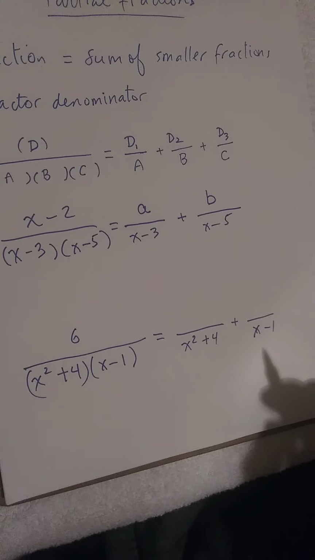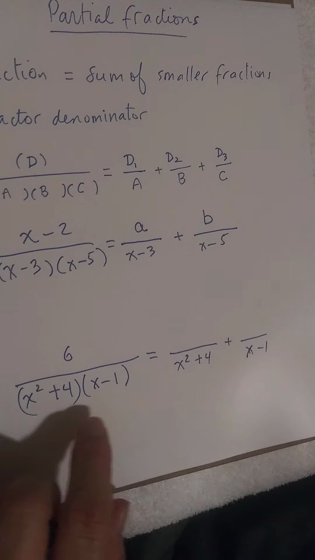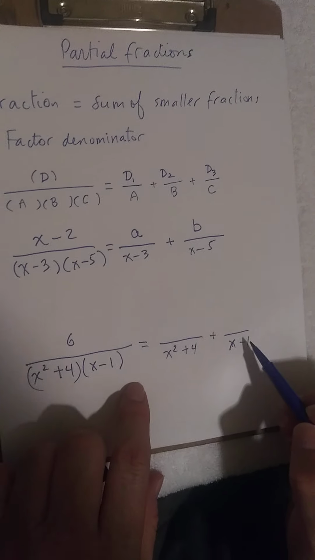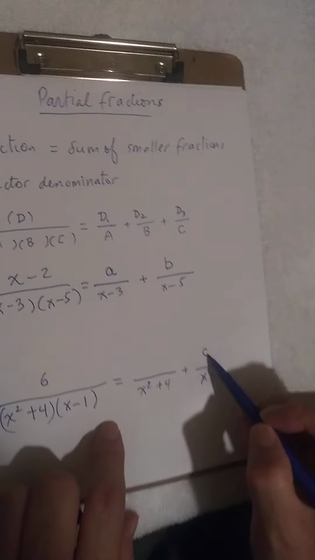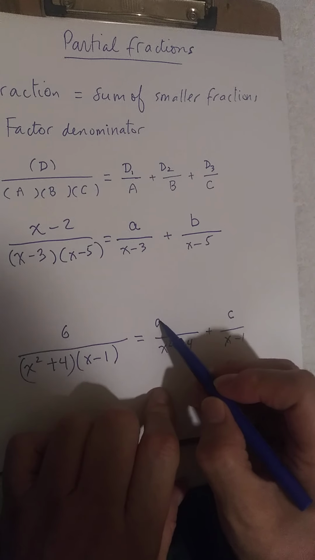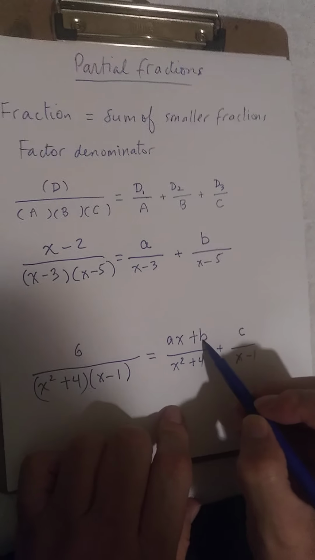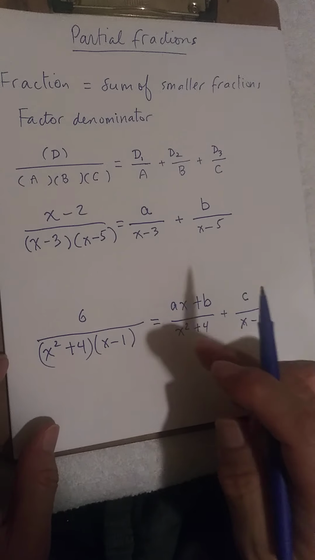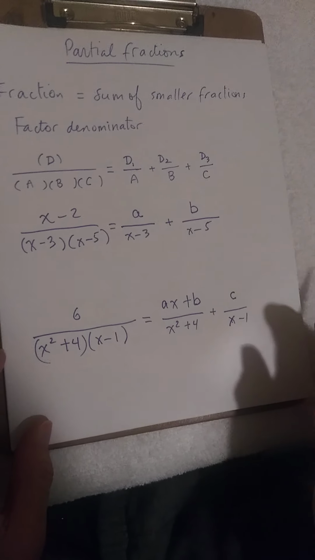Okay. We'll start with the second denominator. The second denominator is linear, so the numerator will be a constant. The first denominator is a quadratic, so the numerator will be Ax plus B, linear. And then we need to find A, B, and C, and put them back here.